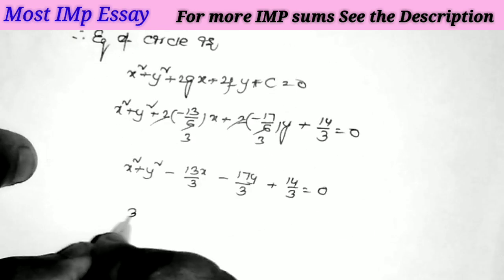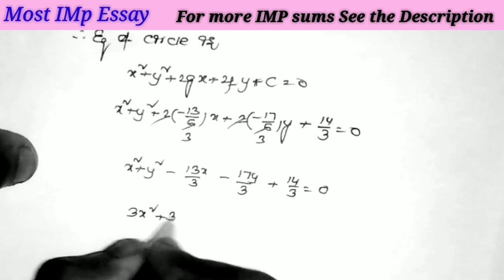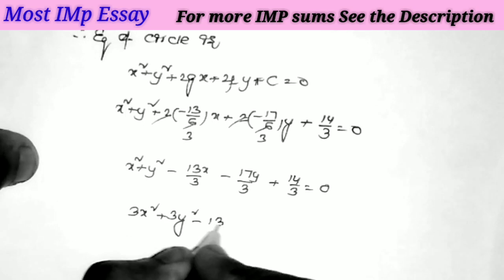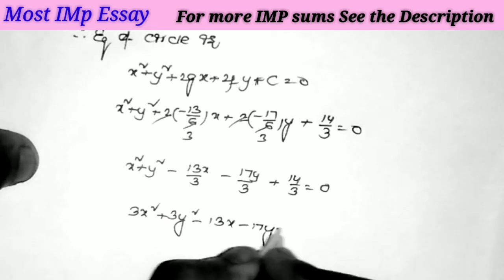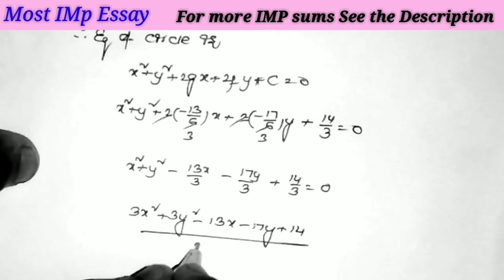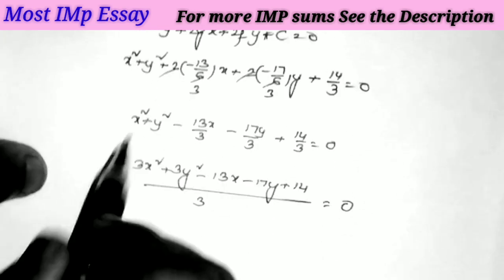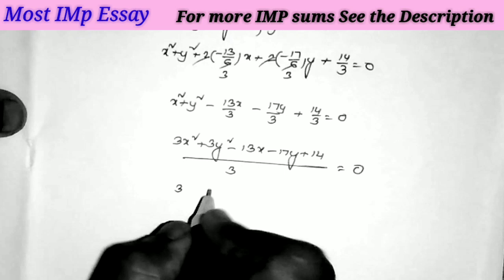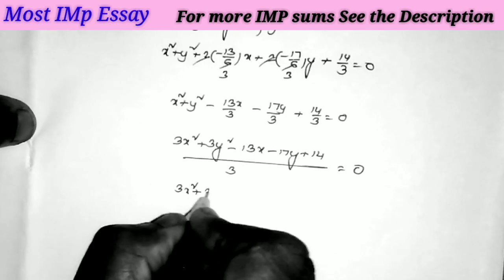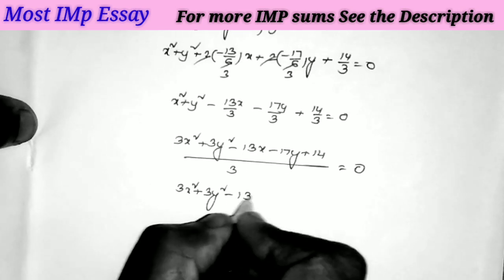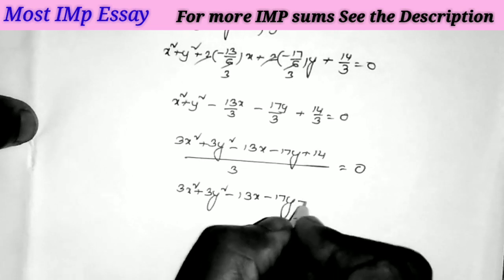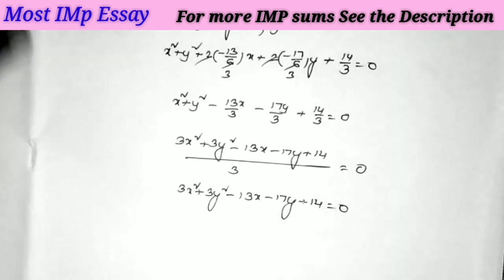Now taking 3 as LCM here, 3x square plus 3y square minus 13x minus 17y plus 14 by 3 is equal to 0. Okay, 3x square, 3y square. Now 0 into 3 is equal to 0. Therefore the circle equation is 3x square plus 3y square minus 13x minus 17y plus 14 equal to 0.